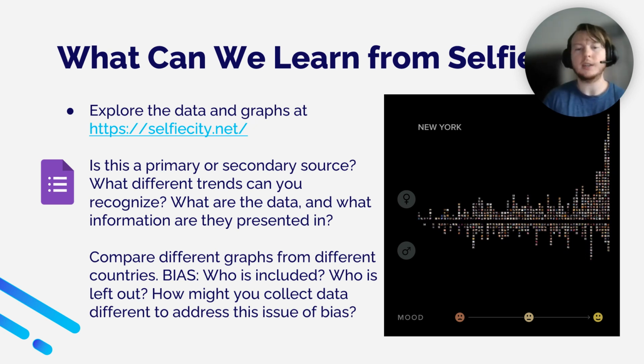We also want students to compare different graphs from different countries and think about bias. Some people are included in this list of cities, some are left out. Students might notice in some cases that whole continents are left out. We also had some past students gripe that their particular city was not included. And these all, I think, are good avenues in to talking about the issue of bias in this data set. You could also ask students how they might have done this differently to address that issue.